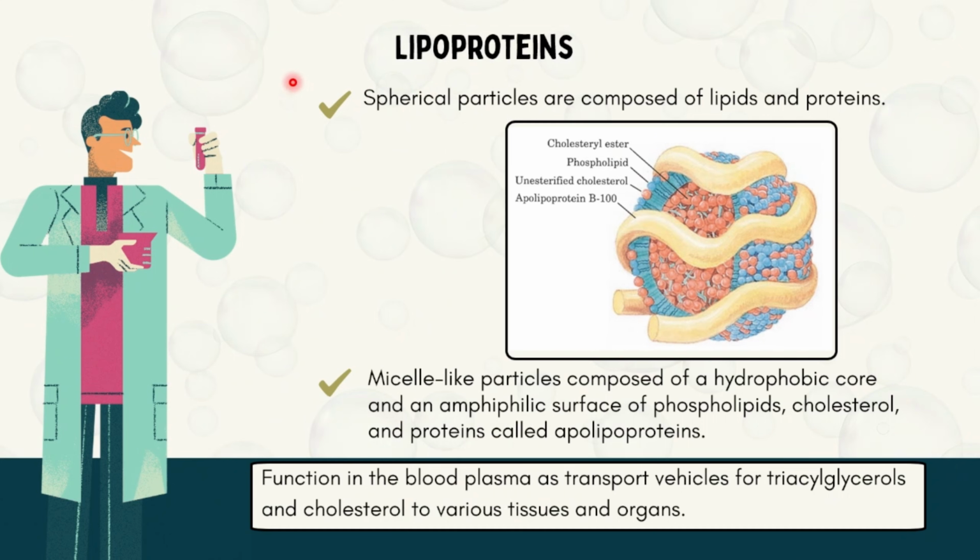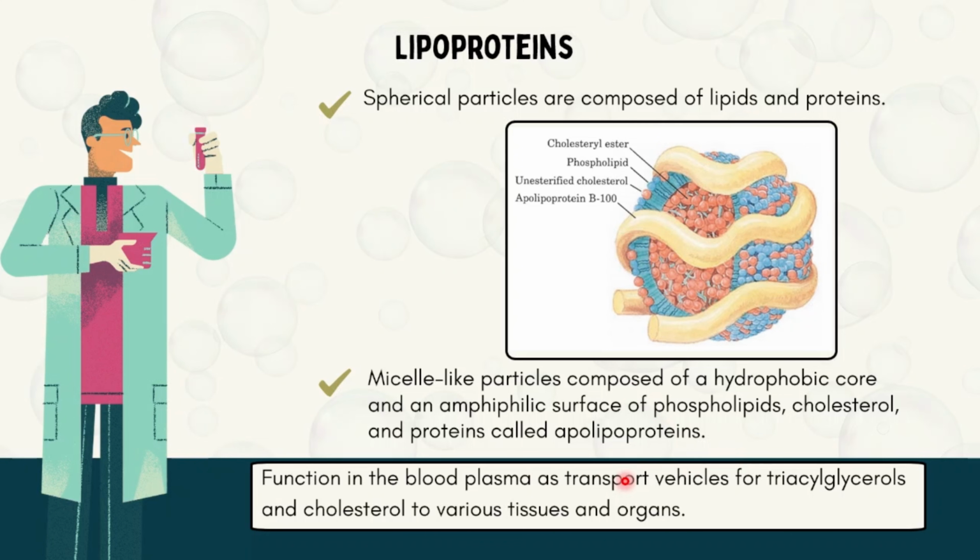Now we'll go on to lipoproteins, which are not exactly a class of lipids, but are used in the transportation of lipids in the body. These are spherical particles composed of lipids and proteins, hence the name lipoproteins. They are micelle-like particles composed of a hydrophobic core and an amphiphilic surface composed of phospholipids, cholesterol, and proteins.